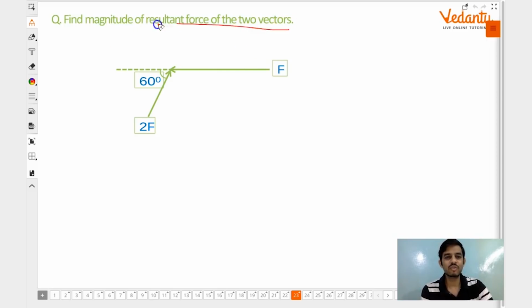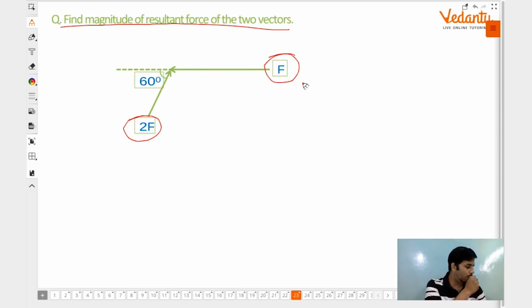Resultant force of the two vectors. दो vectors दिए हुए हैं, magnitude 2f and f. And this angle is mentioned as 60 degree. You have to find the resultant. Resultant का formula तो अब सभी को रट गया है, लेकिन to apply that formula we need to find angle between the vectors. And if you remember, angle between the vectors is defined when they are joined tail to tail. So सबसे ज़्यादा important part यहाँ पर यही है.